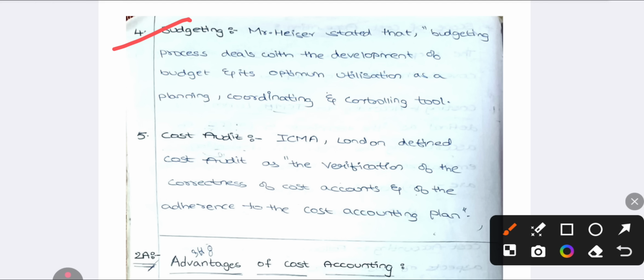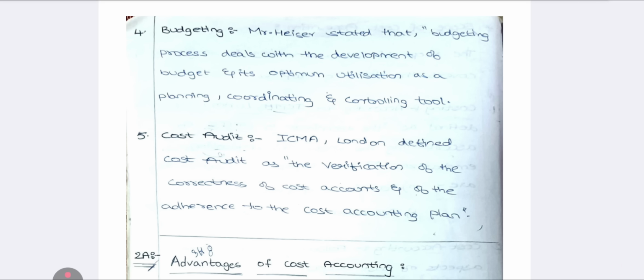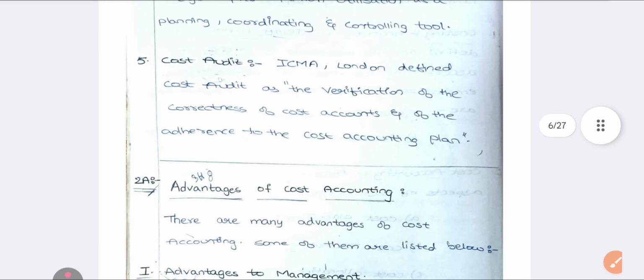And the last one you are having is cost audit. Cost audit is nothing but the verification of the cost accounts, means how much correctness there is in the data you are providing. Audit is nothing but verification. What are you verifying? Expenses, cost. So that is the meaning of cost audit. So this is the 12 marks answer.